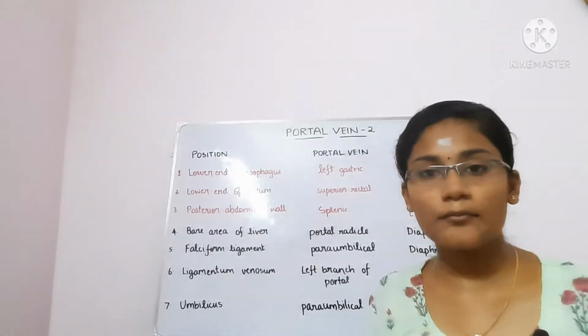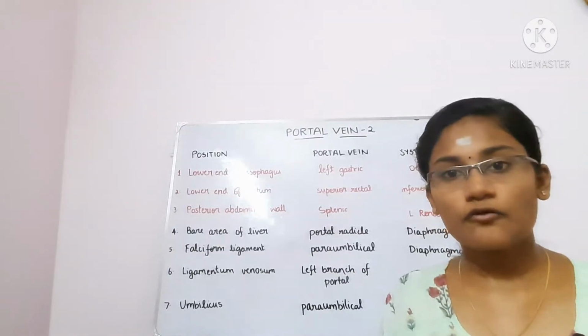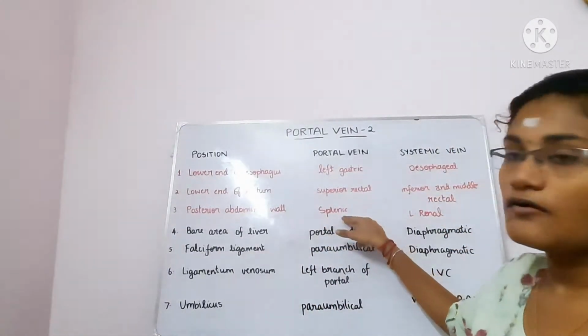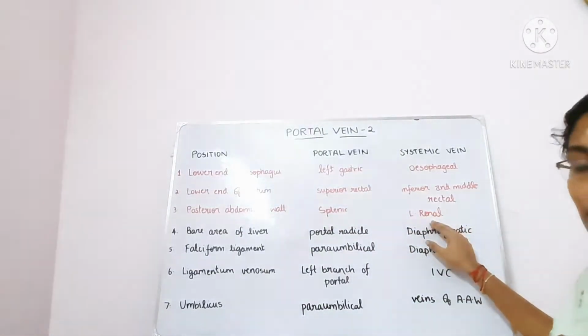So in the posterior abdominal wall, there is a communication between the spleen and the kidney. The splenic vein will form the portal part, and the left renal vein will form the systemic part.